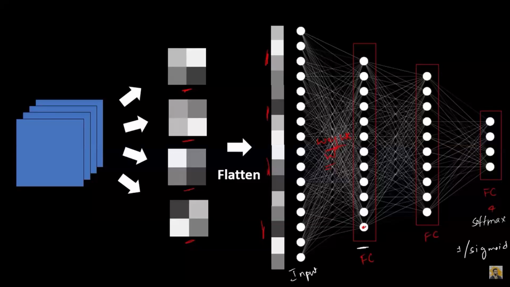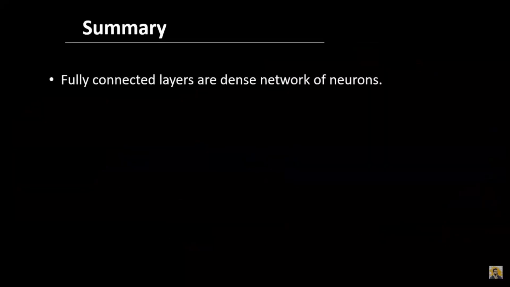For example, to associate the features of a face to a particular label, human. Thus, fully connected layers are an essential part of the convolutional neural network architecture. So far we have seen that the fully connected layers are the dense network of neurons, and every single neuron is connected to every other neuron from the previous layer and the next layer.